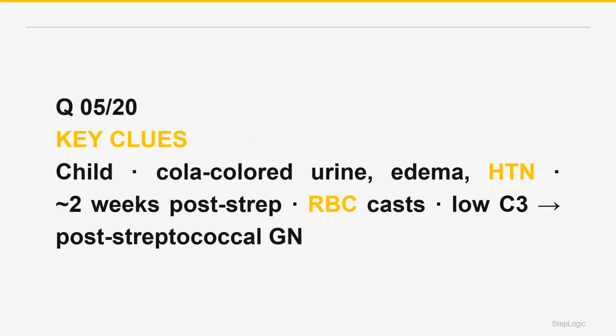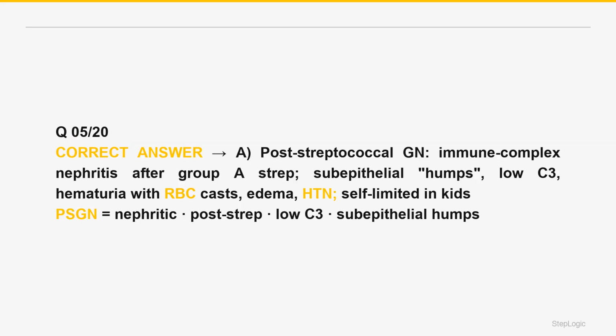This is post-streptococcal glomerulonephritis, PSGN, a classic nephritic syndrome. It follows infection with nephritogenic strains of group A beta hemolytic streptococcus, typically about 2 weeks after pharyngitis, or 3 to 6 weeks after impetigo skin infection. The mechanism is immune complex mediated, type 3 hypersensitivity. Streptococcal antigen-antibody complexes deposit in the glomeruli, activating complement and consuming it, hence the low serum C3. The correct answer is A.